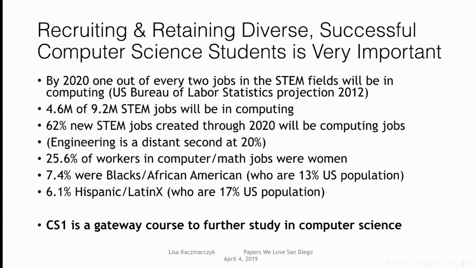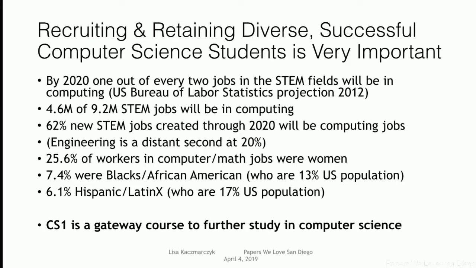It's really important because recruiting and retaining diverse, successful computer science students is very important for a whole bunch of reasons. And if we just look at it from an economic perspective here, these are some statistics that were put out by the Bureau of Labor Statistics. These are from 2012, and there are some slightly more recent stats, but they're not much better. So one of the things they projected was that by next year, 1 out of every 2 jobs in STEM is going to be in computing. That shows you how ubiquitous computer science is becoming. And so there's some more stats that just sort of shows you how dominant computer science and the need for people with a computer science background is and is going to be.